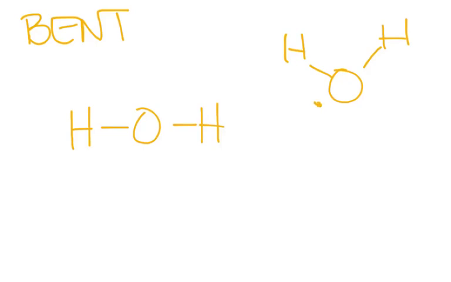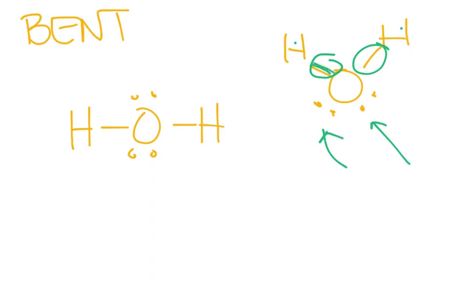The reason why are these leftover unshared pairs. They are really still repelling each other. In fact, they're repelling each other more than these guys are. Since these are by themselves, there are no positives over here. This hydrogen has positive protons. This hydrogen has positive protons. These guys are nothing, they're all negative. They actually repel each other more than these guys that are bound to hydrogen.